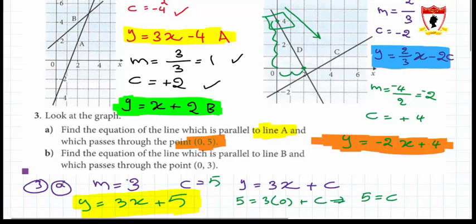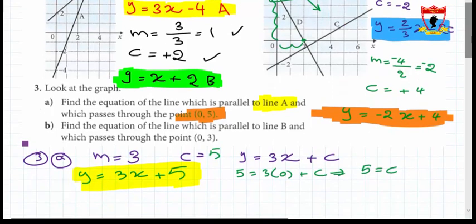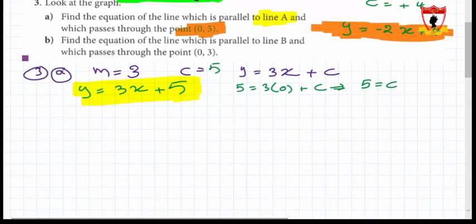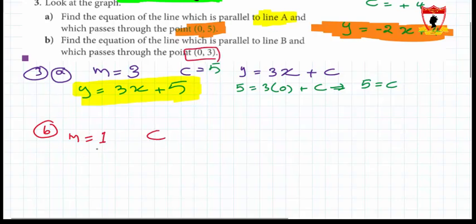Question 3b has the exact same idea, but this time it's about line B. We need to find the equation of a line which is parallel to line B and passes through 0, 3. Let's do it then. This is part B. Since the line is parallel to line B, and the gradient of line B is 1, the gradient of this line is also 1. C is missing. Substitute this point. Since we know the gradient and we know 1 point, we can find C.